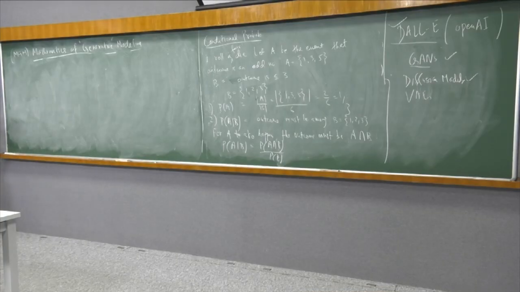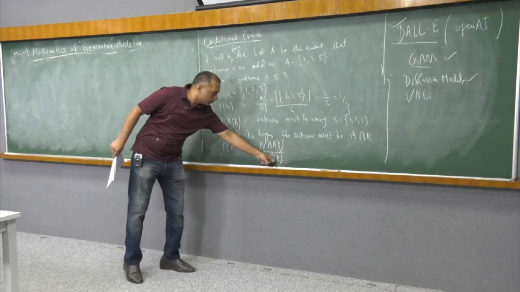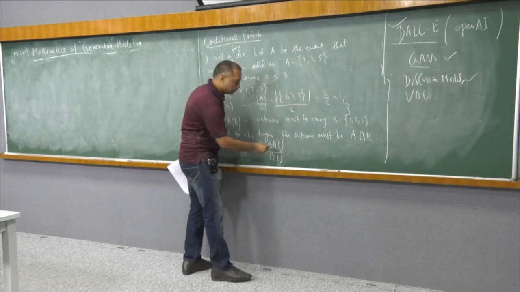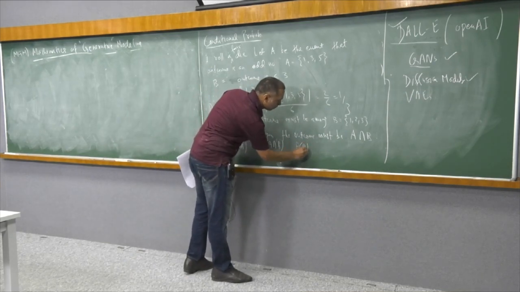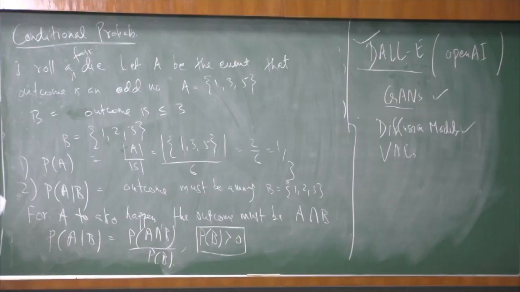So conditional probability, we know the formula now, and in this formula there is a restriction that this denominator should not be 0. Because dividing by 0 is not defined, we have an additional assumption that probability of B must be greater than 0.